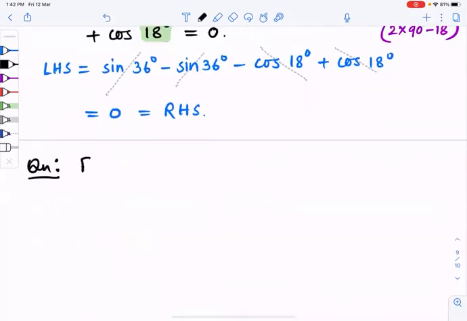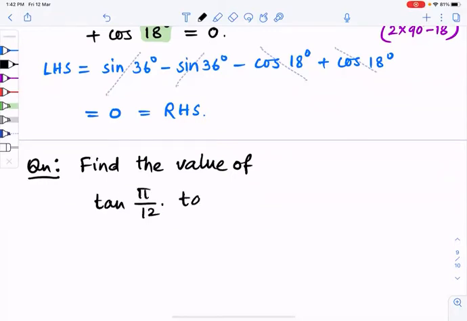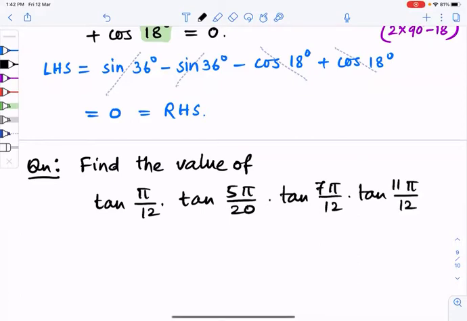Find the value of tan pi by 12 into tan 5 pi by 20 into tan 7 pi by 20, tan 7 pi by 12 into tan 11 pi by 12. I need to find the value of this.